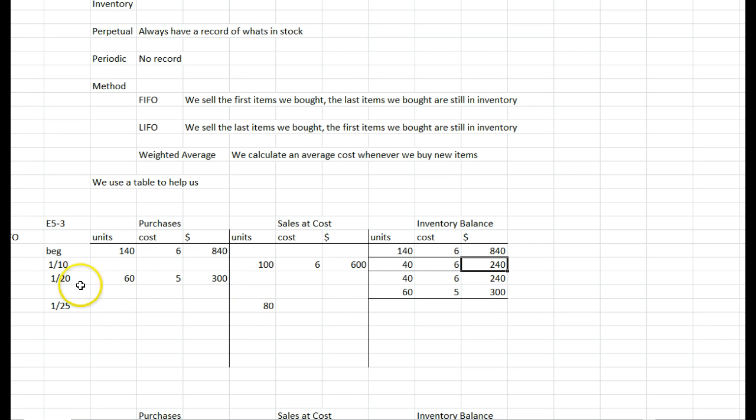Okay. Then we bought 60 more, but these are at $5. Okay, so we're going to go over to our inventory balance column. Because the cost is different, I'm going to use a different line for each of these items.